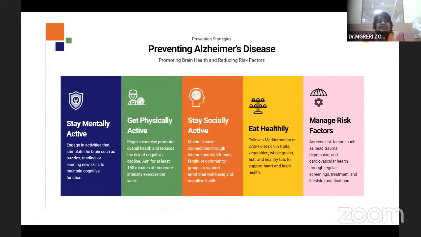Also, eat healthy things like vegetables, whole grains, fish, and healthy fats to support heart and brain health. And if you have other risk factors such as head trauma, depression, and cardiovascular problems, manage them through regular screenings and treatments. When you are able to regulate these things, it also helps in the prevention of Alzheimer's disease.